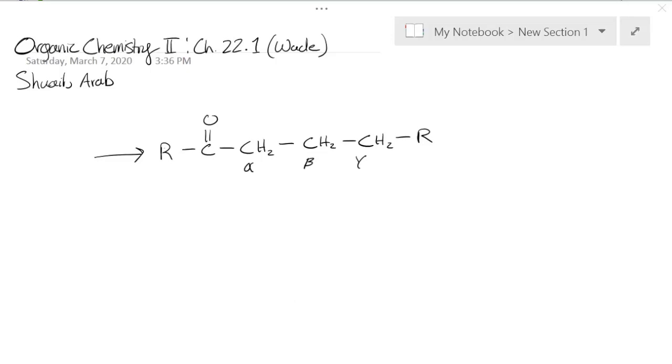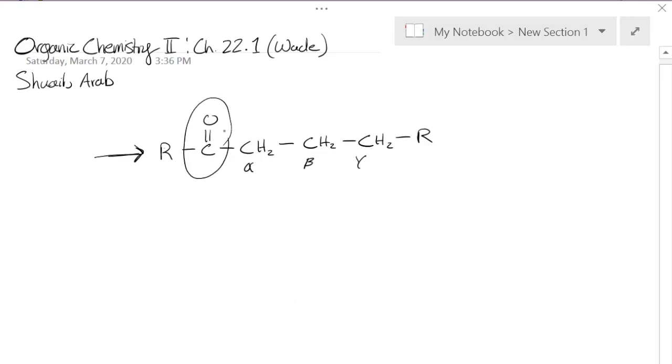Chapter 22 mainly deals with condensation and alpha substitutions of carbonyl compounds. But before we jump into this, we need to go over some naming conventions related to carbonyl compounds. So let's look at this compound over here. We have our functional carbonyl group right here.